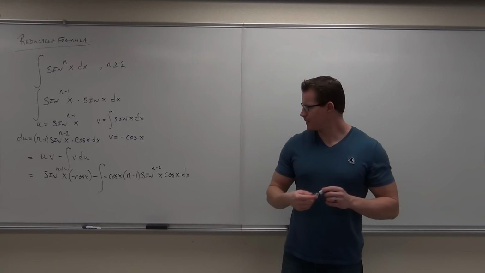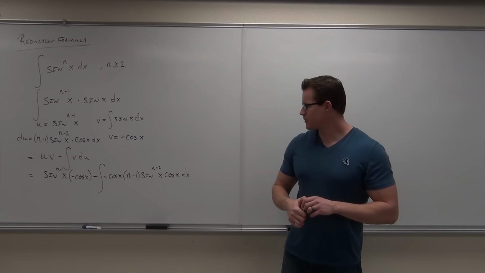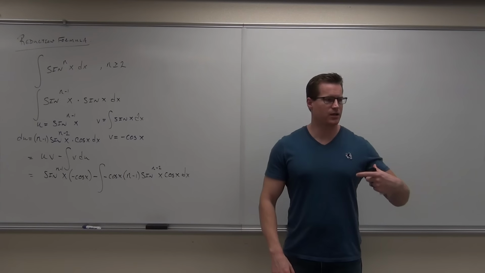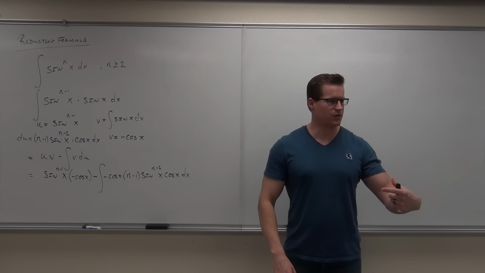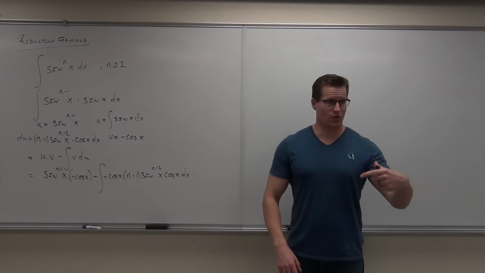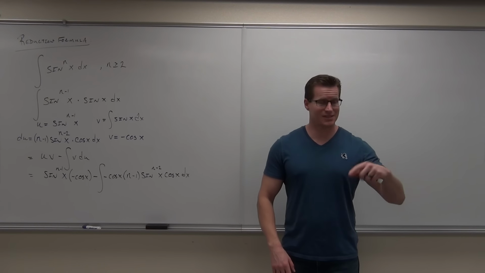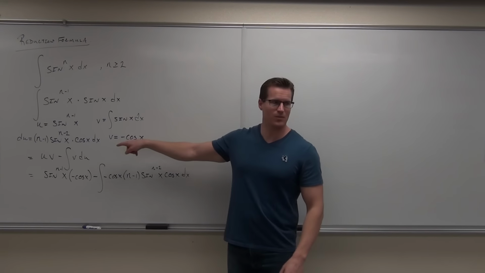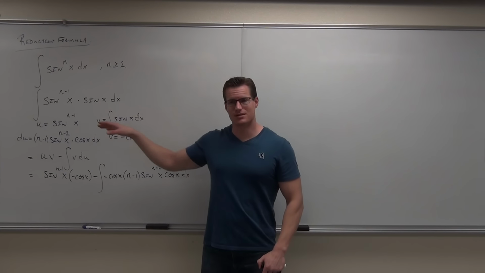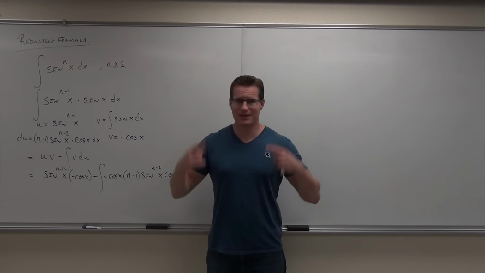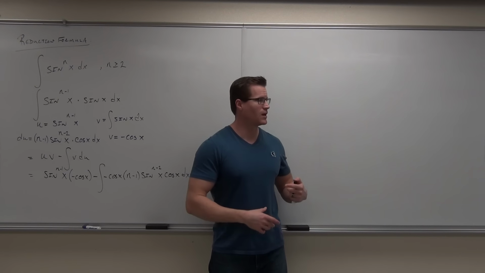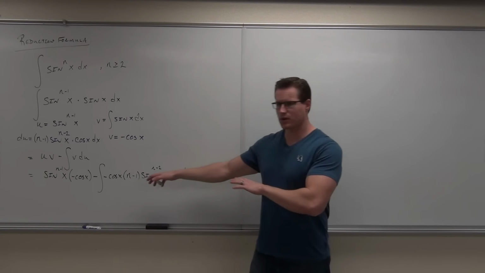Question: shouldn't the cosine at the end of du be negative? No, because we're taking a derivative, right? The derivative of sine is positive cosine. The integral of sine is negative cosine. That's where we got that from. But the derivative of sine is not negative cosine, it's positive cosine. Get them straight in your head. We have to have those right. Some of you made that mistake on your last test. We've got to get these things right. You guys all clear with this one?